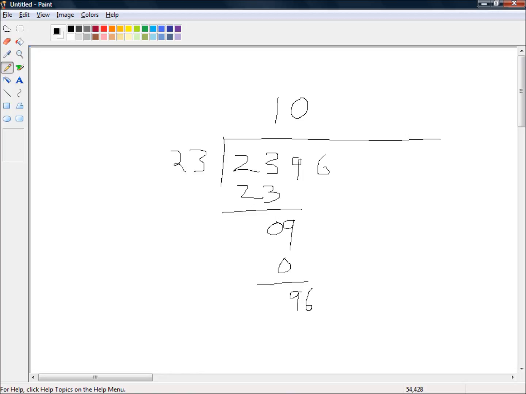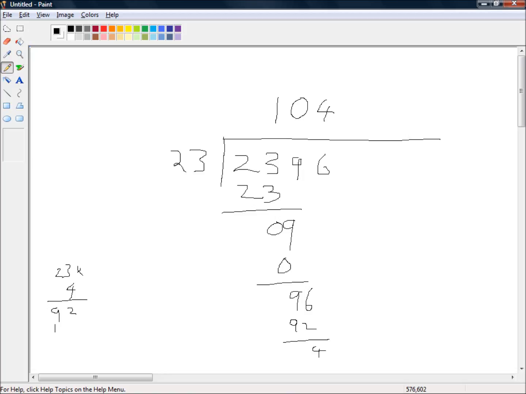And I'm going to write on the side 23 times 4. Well, 4 times 3 is 12, and we carry the 1. 4 times 2 is 8, plus 1 is 9, so that's 92, which is fairly close to 96. So the answer is 4. And then 4 times 23 we know is 92. And we take that away and that leaves 4. So the answer is 104 with 4 remainder.